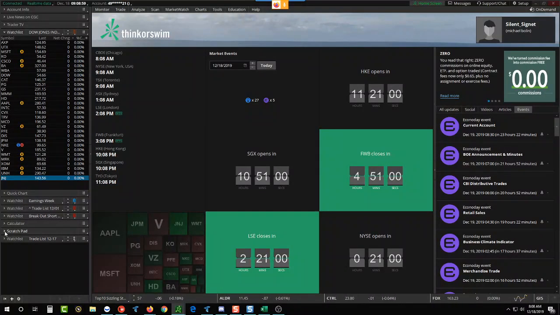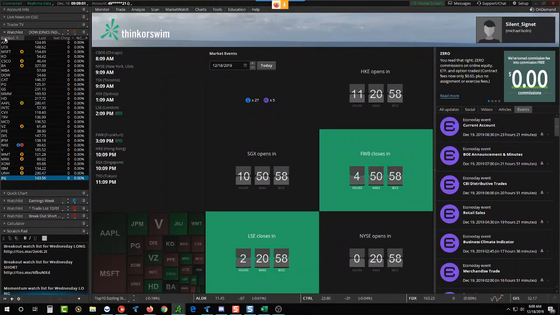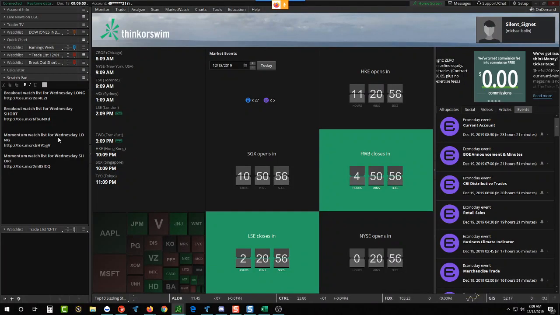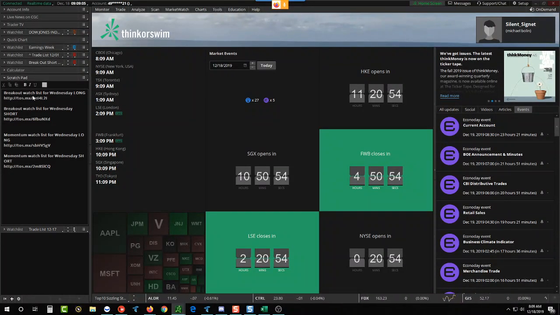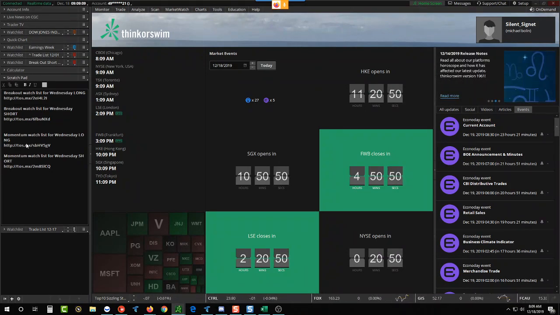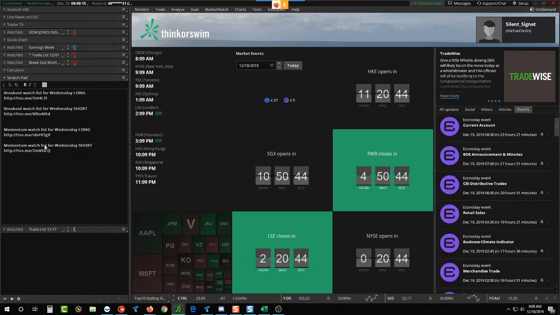So if you go over to the Bullish Bears website and come into the trade room, you'll see the breakout watch list, long and short, and the momentum watch list, long and short. These watch lists are the way that I like to do business. I'm not going to just build out a watch list. What kind of watch list is it?